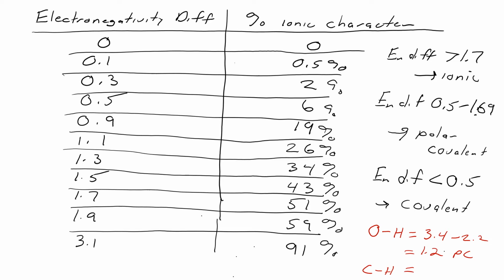What about carbon-hydrogen? I said a minute ago, it's a real common bond in organic molecules. What's the electronegativity for carbon? Anybody just shout it out? 2.5. Hydrogen is 2.2. Difference of 0.3. What kind of bond? Covalent.